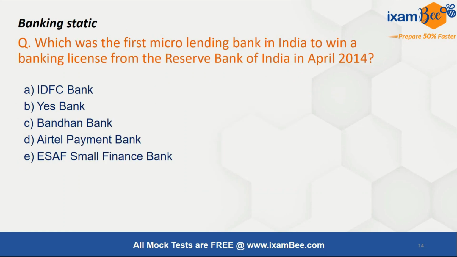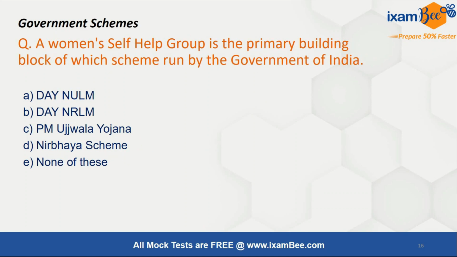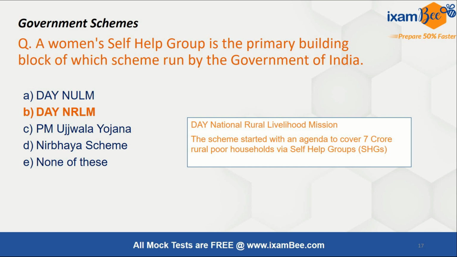Which was the first micro lending bank in India to win a banking license from the RBI? Answer is here, Bandhan Bank. This was not a differentiated bank. If you want to call it banking history, then also you have to understand this. Women's SHG is the primary building block of which scheme run by the Government of India? DAY-NRLM. I discussed in my 300 important questions.